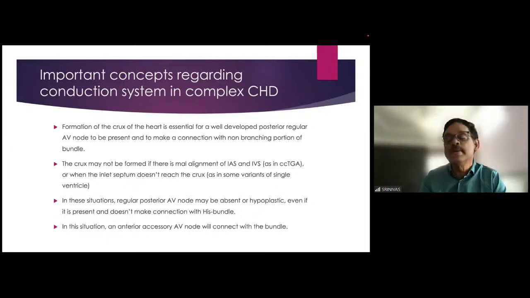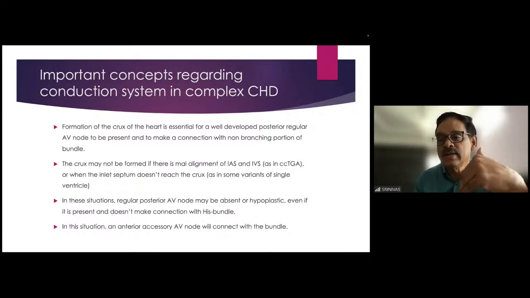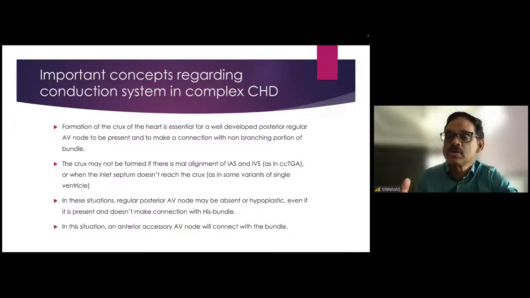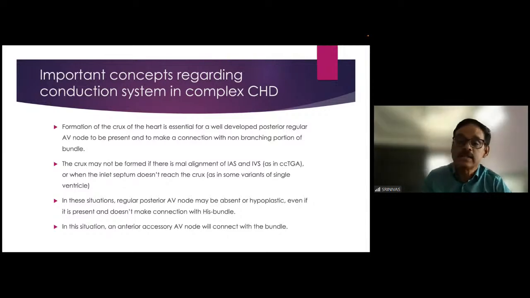Why so? The crux may not be formed, and the crux may be violated in certain situations. In CCTGA, though the atrial septum and the ventricular septum both meet, and both AV rings are there, there is an angulation, a malalignment between the atrial septum and the ventricular septum. The malalignment of both septae causes a problem in the crux. Hence, the regular posterior AV node will not be present. Even if it is present, it is hypoplastic and it will not make connection with the non-branching portion of the bundle. Rather, an anterior accessory AV node will be present, which will make connection with the bundle.